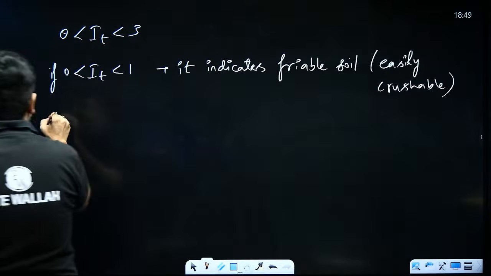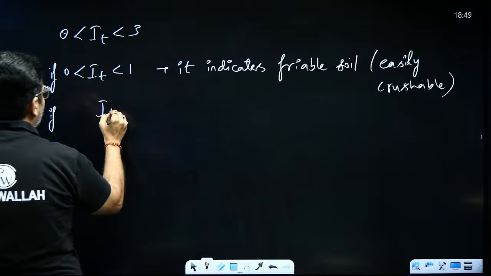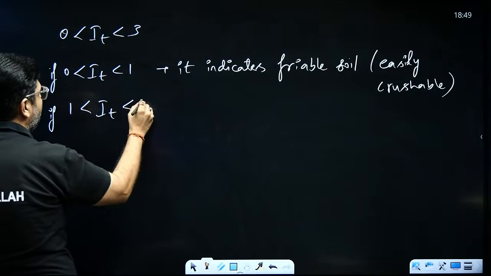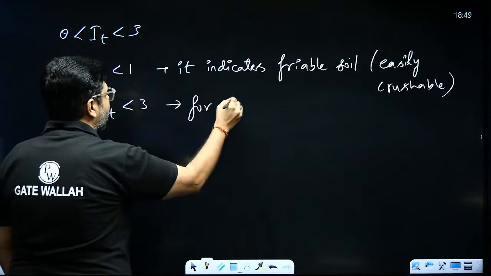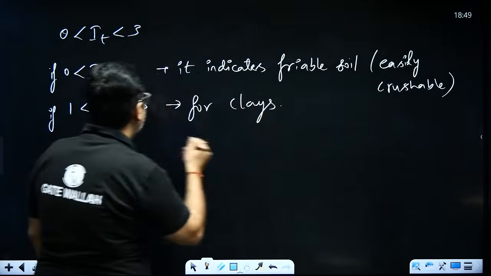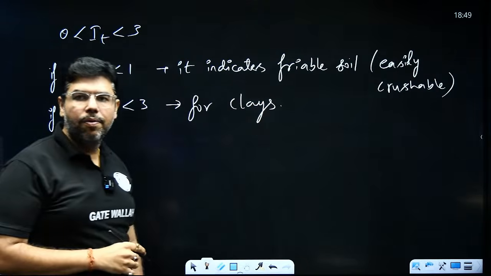And if IT is 1 to 3, it is for clays. For clays, generally my IT will be between 1 to 3.